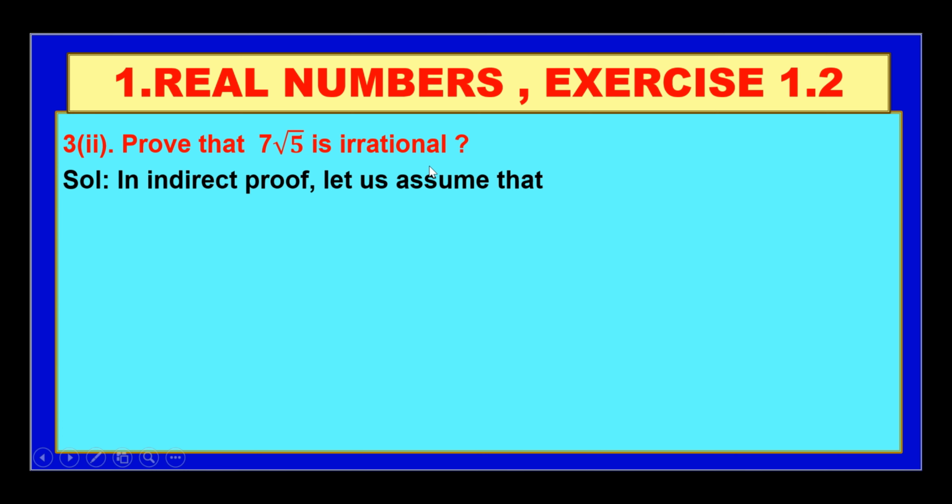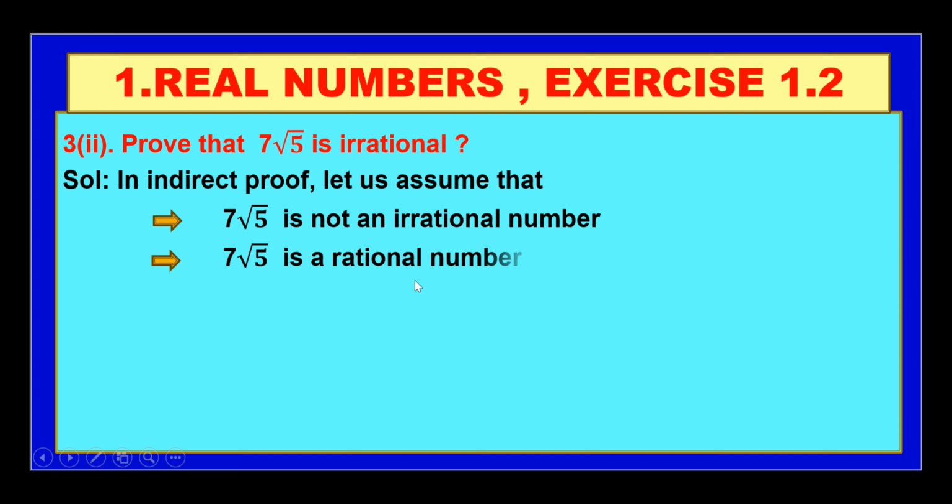That is, 7 root 5 is not an irrational number. If it is not an irrational number, then it should be a rational number. 7 root 5 is a rational number. If 7 root 5 is a rational number, then you can write it in the form of a by b. 7 root 5 is equal to a by b, where a and b are integers and b not equal to 0. Now, if you observe this, 7 root 5 means 7 into root 5 is equal to a by b.